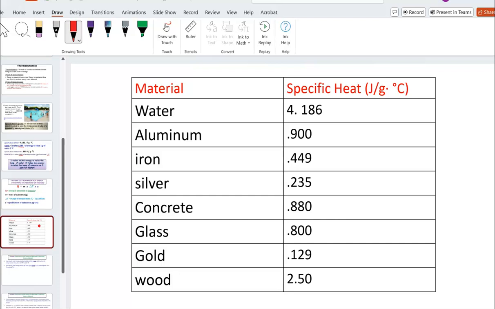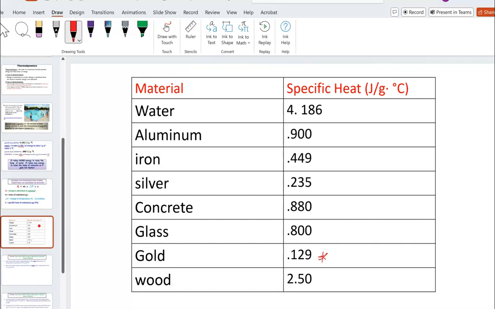Iron, 0.449. So that means it cannot absorb that much heat energy before the temperature goes up. Silver, even less, 0.235 joules per gram times degrees Celsius, and so on and so forth. Gold, super low specific heat. So that means gold can absorb very little heat energy before the temperature goes up.